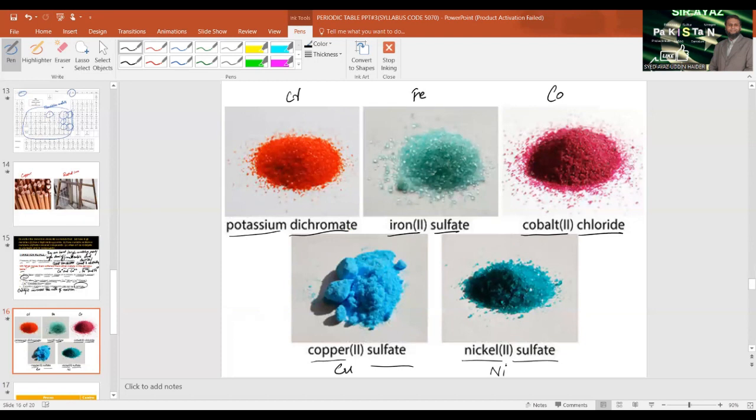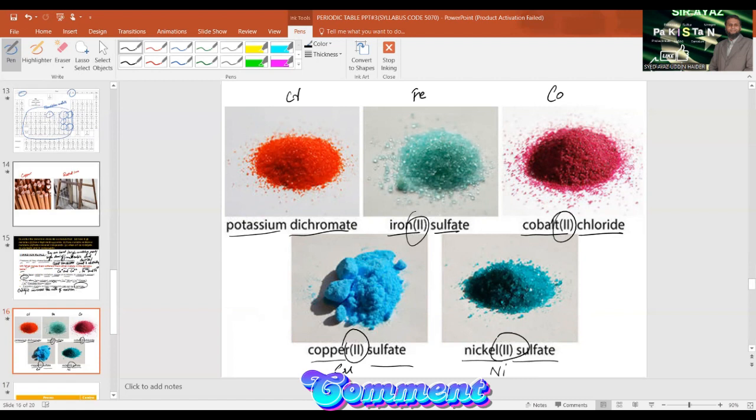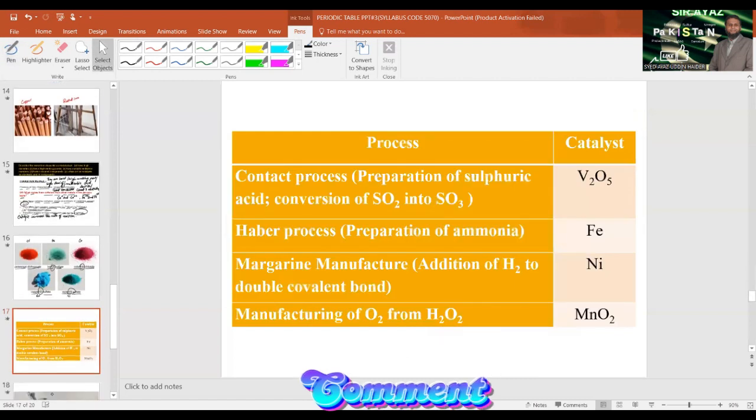You see, in all of these, except the first one, they have shown the charges on transition metals. The reason is that they have variable valency. That's why it's very important to show the charges or valencies. So here we are having some uses of these transition metals, which is in your syllabus.